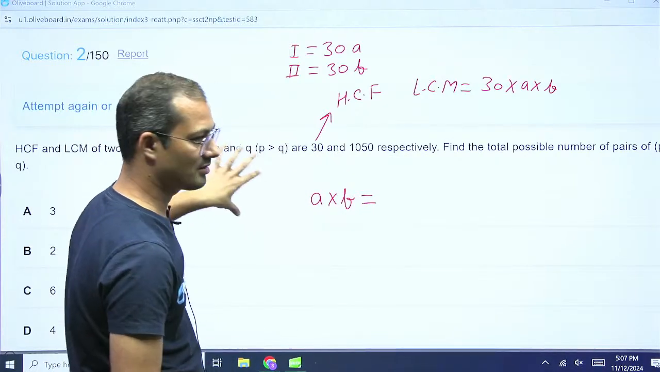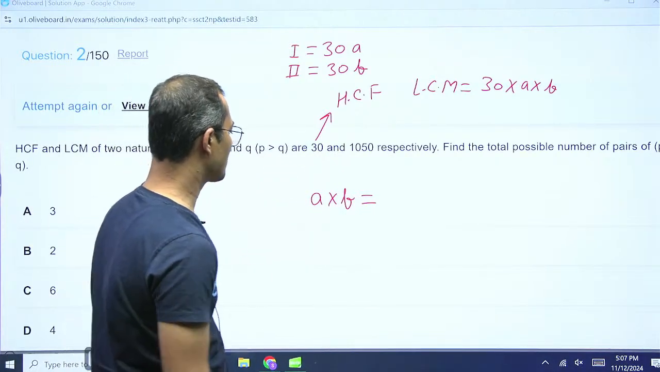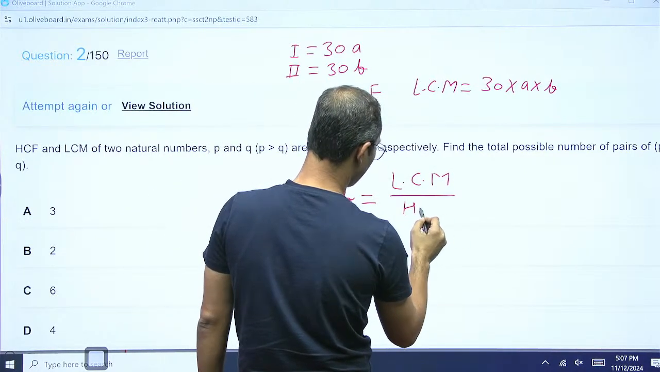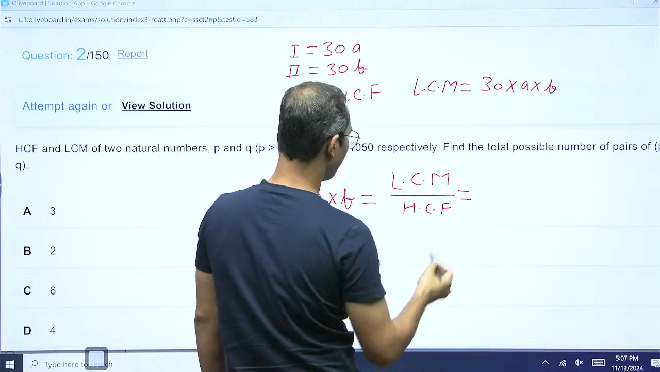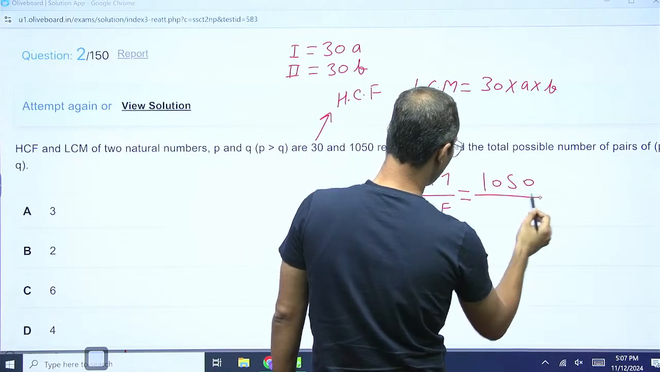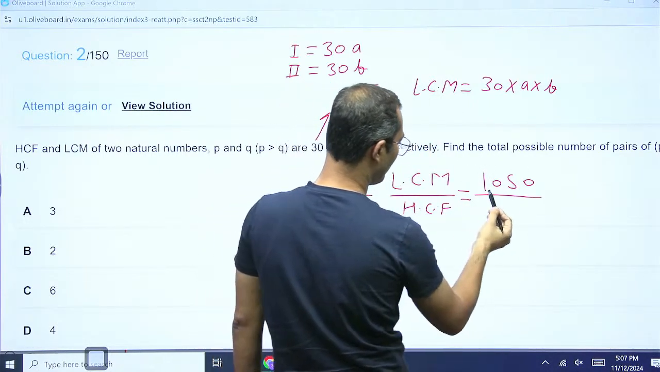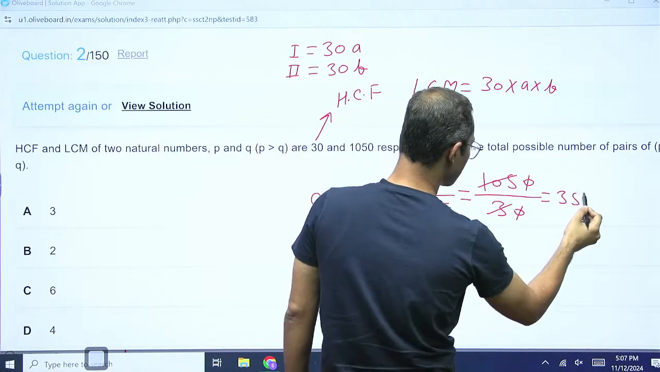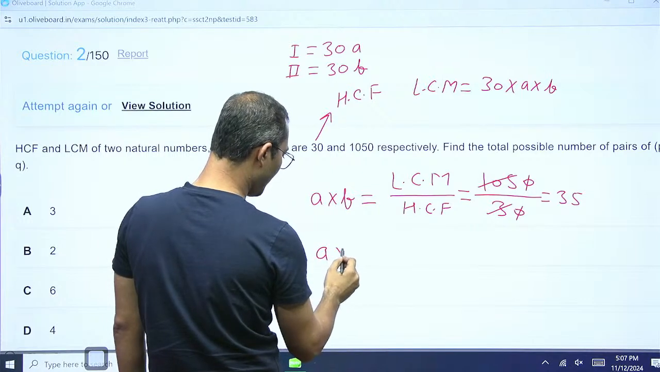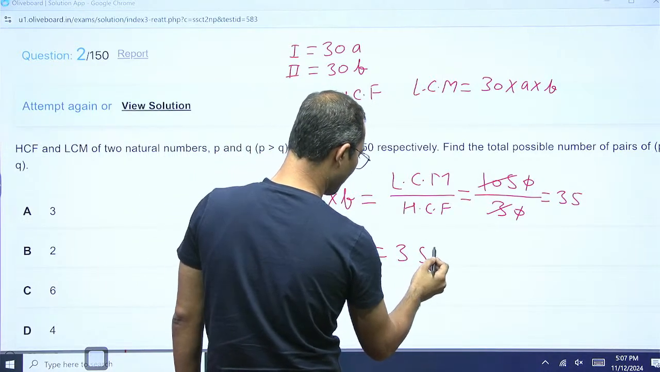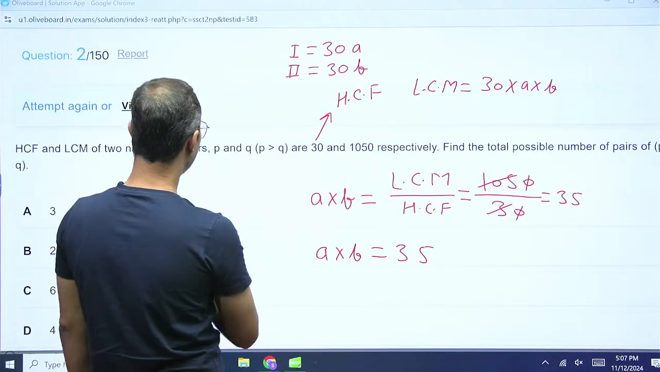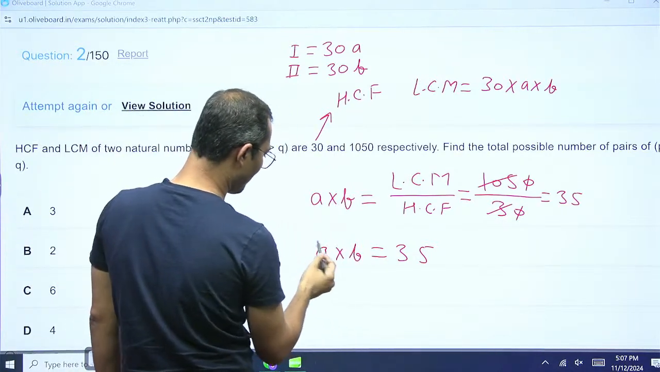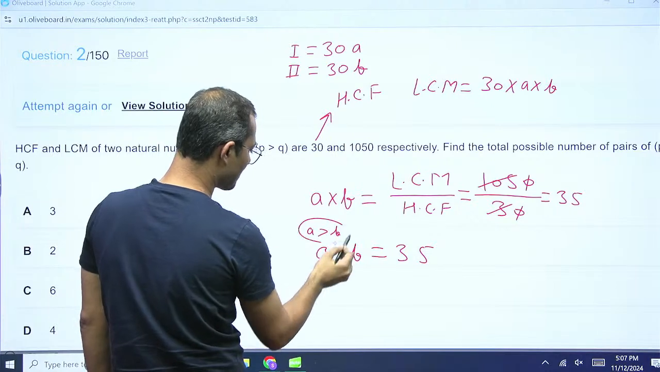So directly we can say that the product of the co-prime numbers, or the remaining co-factors after taking out the HCF, A into B, must be equal to LCM divided by HCF, right? You must know this. If you know this, you can directly divide LCM by HCF. So you will get how much? You will get 35, right? So A into B must be equal to 35, and the question is saying P is greater than Q, means A must be greater than B.